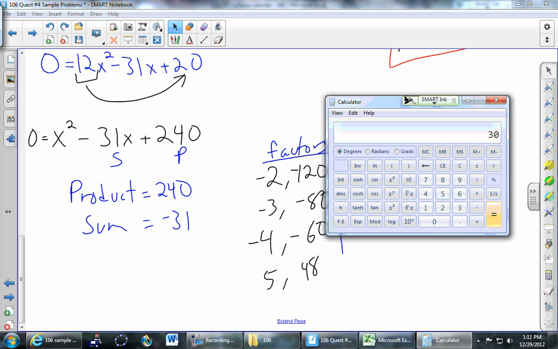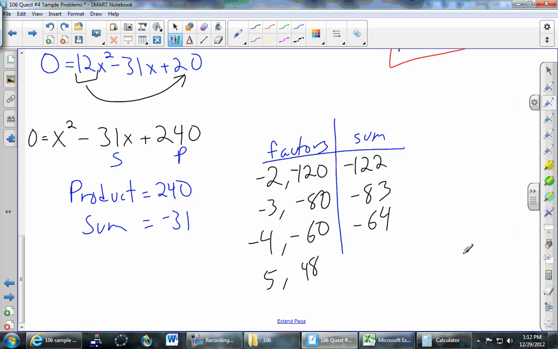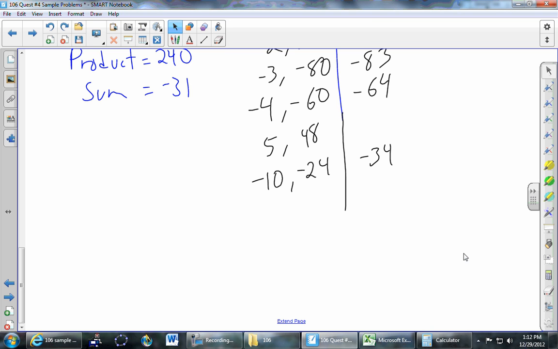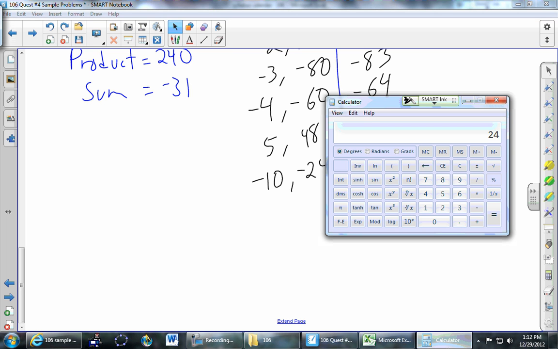That's getting really close now. 240 divided by 9. That doesn't go in. 240 divided by 10. That's getting really close. I'm going to write that one. And some of these you might just be able to do in your head, but again, I was hoping to give you a process. So right now, we're here, and that's a negative 34, which is so close to our negative 31. Okay, next one.